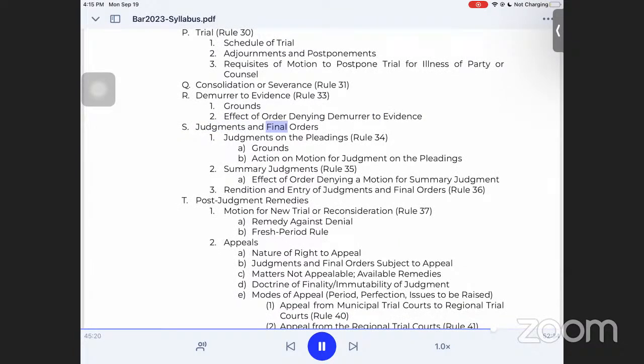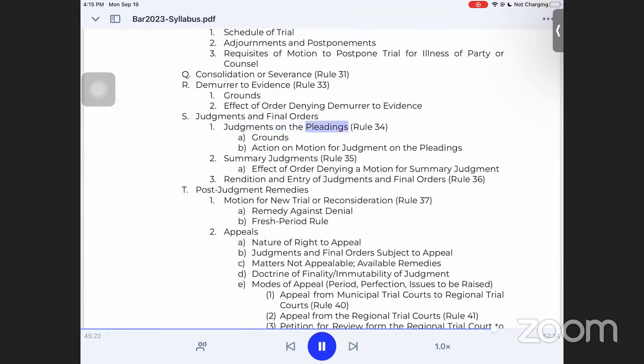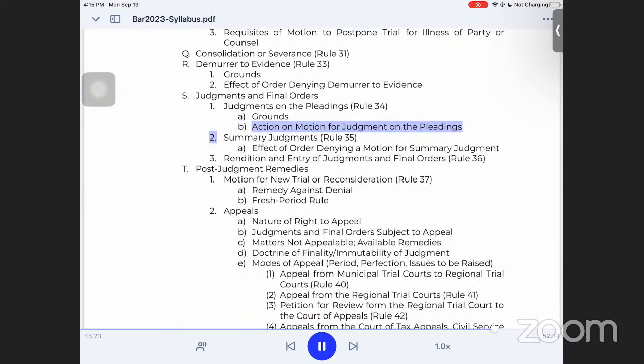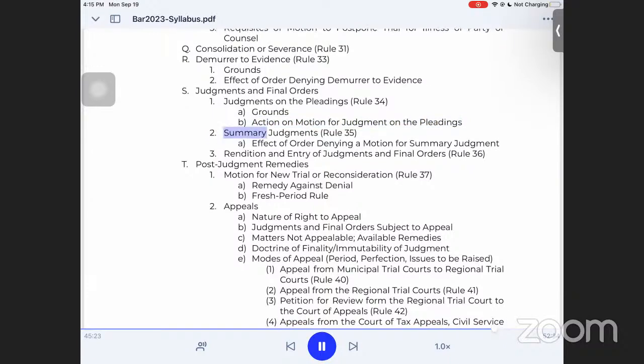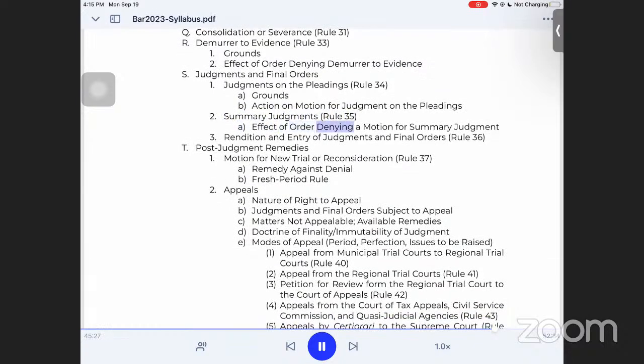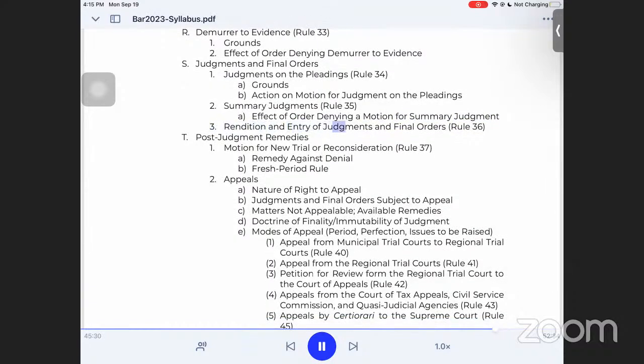S. Judgments and final orders. 1. Judgments on the pleadings, Rule 34. A. Grounds. B. Action on motion for judgment on the pleadings. 2. Summary judgment, Rule 35. A. Effect of order denying a motion for summary judgment. 3. Rendition and entry of judgments and final orders, Rule 36.